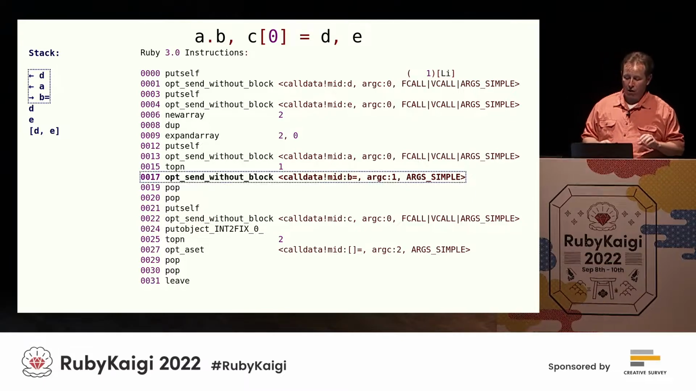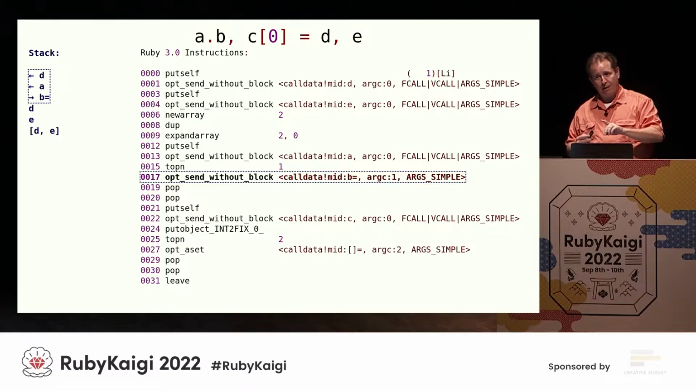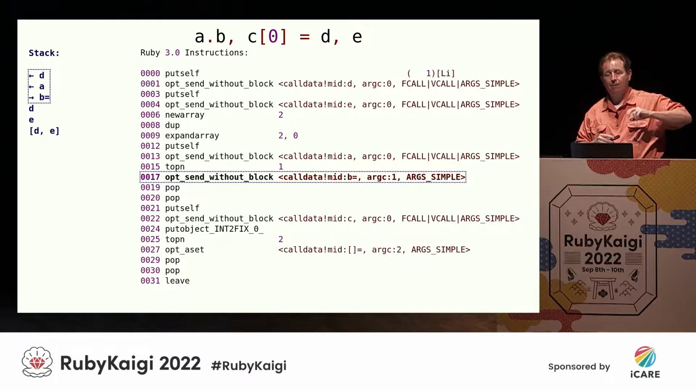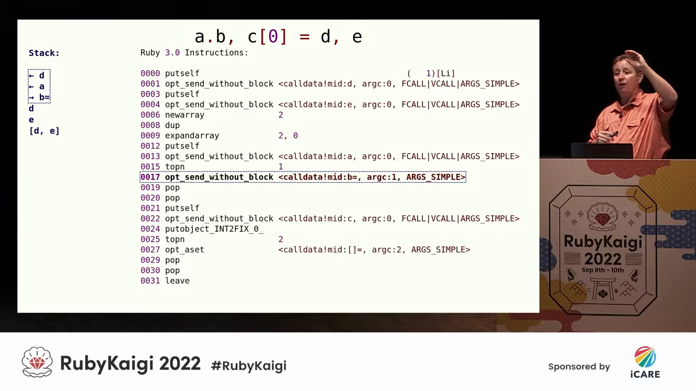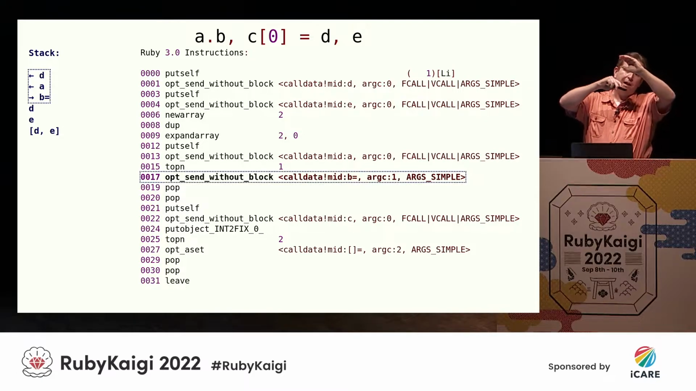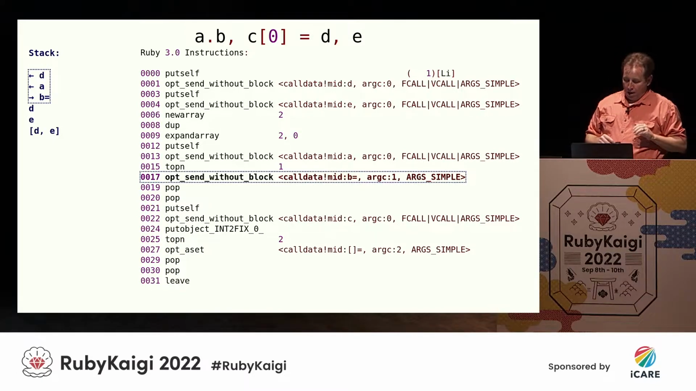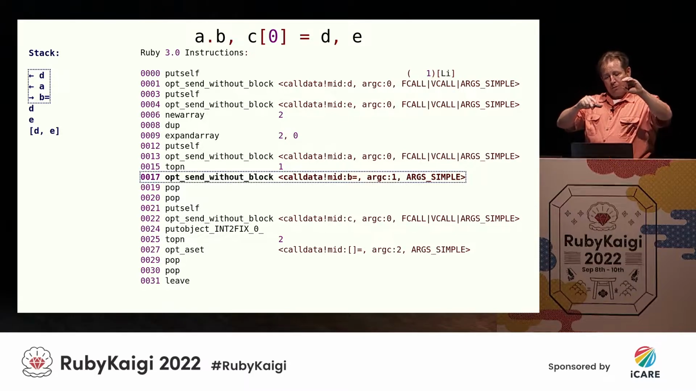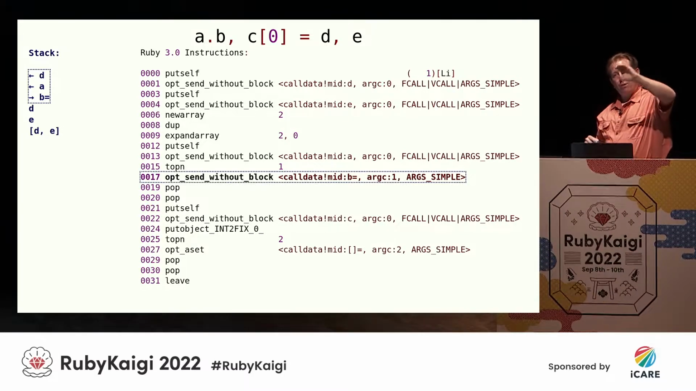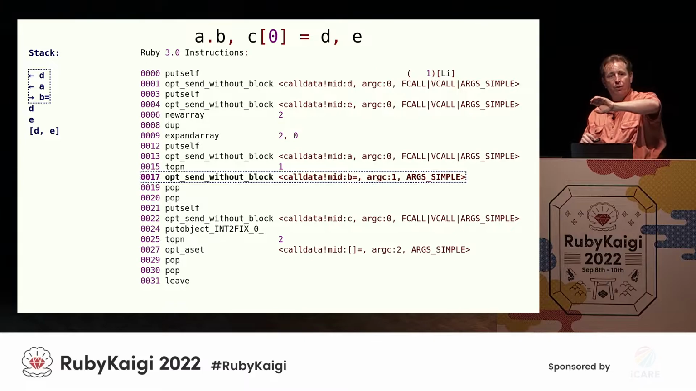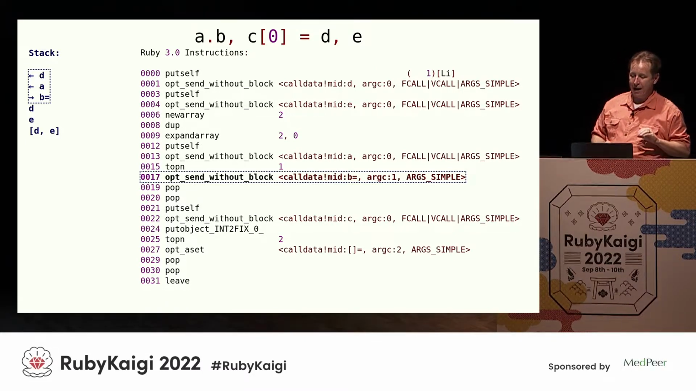Now the next instruction is another send instruction, but unlike the previous send instructions, this send instruction takes 1 argument instead of 0 arguments. So that means the virtual machine, instead of popping 1 entry from the stack, is going to pop 2 entries from the stack. So the top entry in the stack is going to be the argument to the method, and the second from the top is the receiver of the method. So this calls the B equals method on A with the value returned by D, and it pushes the result of the B equals method onto the stack.